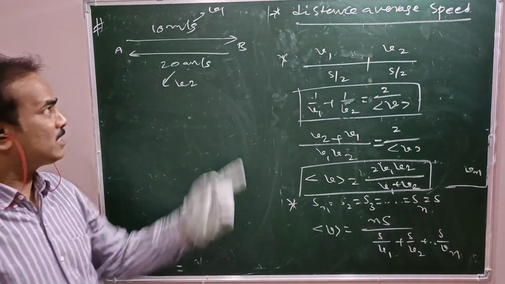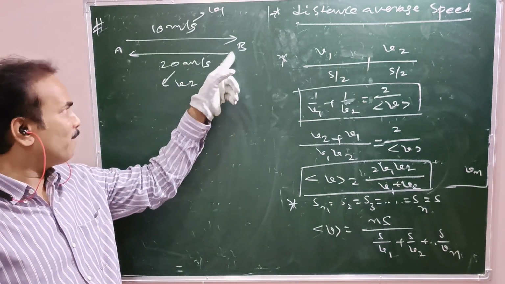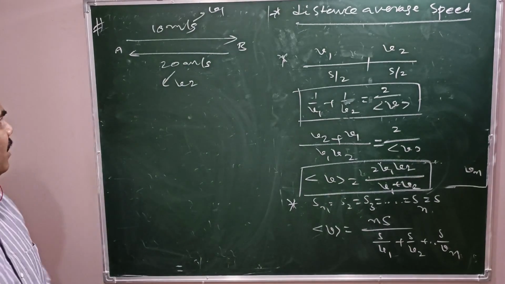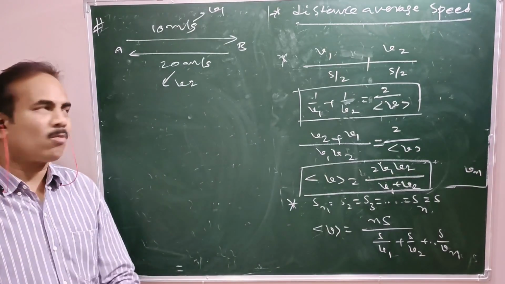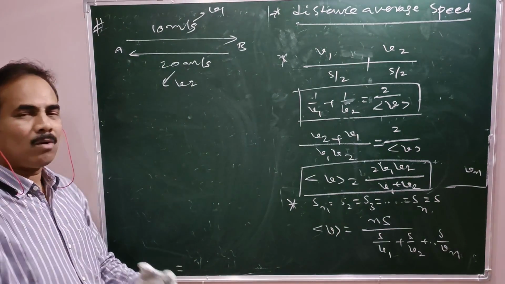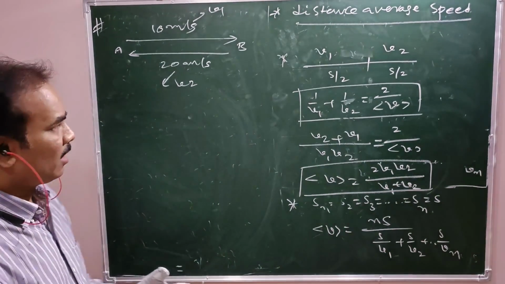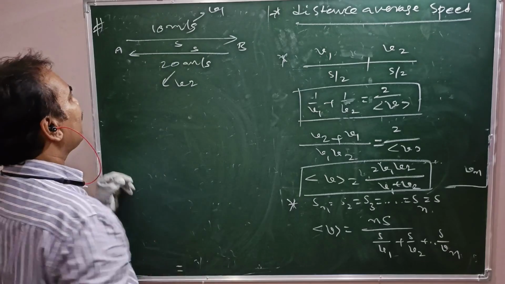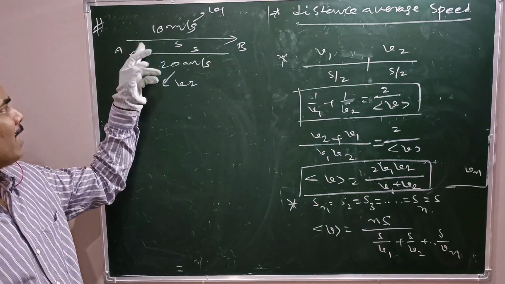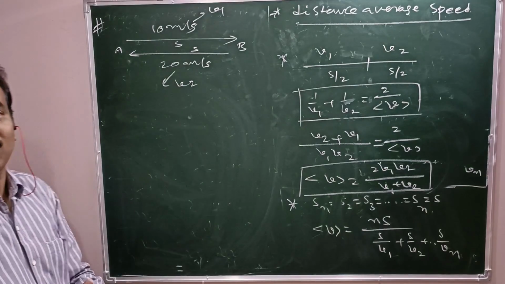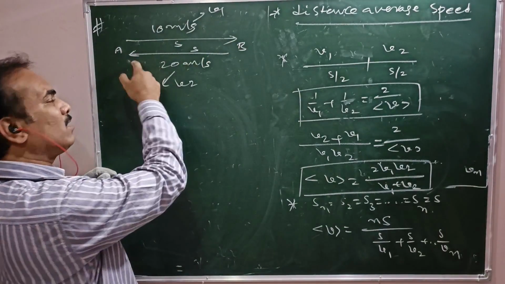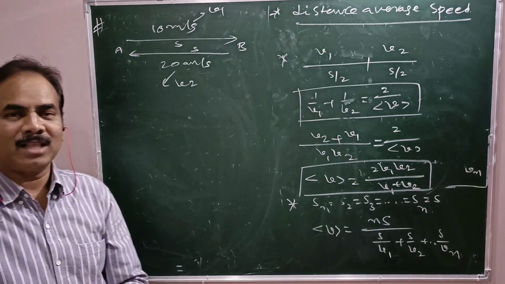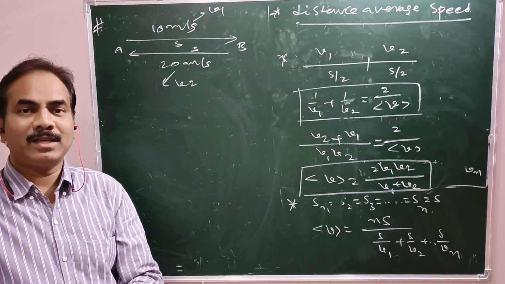Now while going from A to B, what is the speed? 10 meters per second, V1. While going from B to A along the same line, that is V2, 20 meters per second. See here, the distance from A to B equal to the distance from B to A. Means the total journey distance, if it is 2s, from A to B let it be s, from B to A also s. So your entire path length is divided into two equal segments. See, s plus s. Now what is the total distance? 2s, right? So that means here the entire path is divided into two successive equal distances.